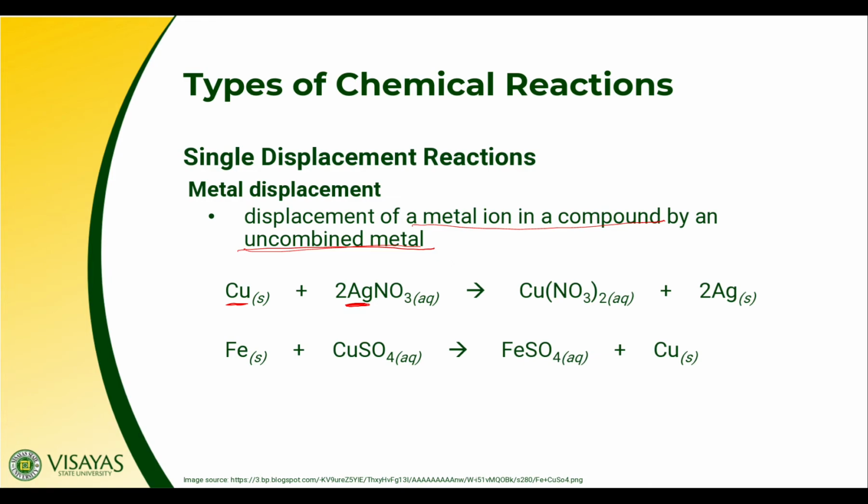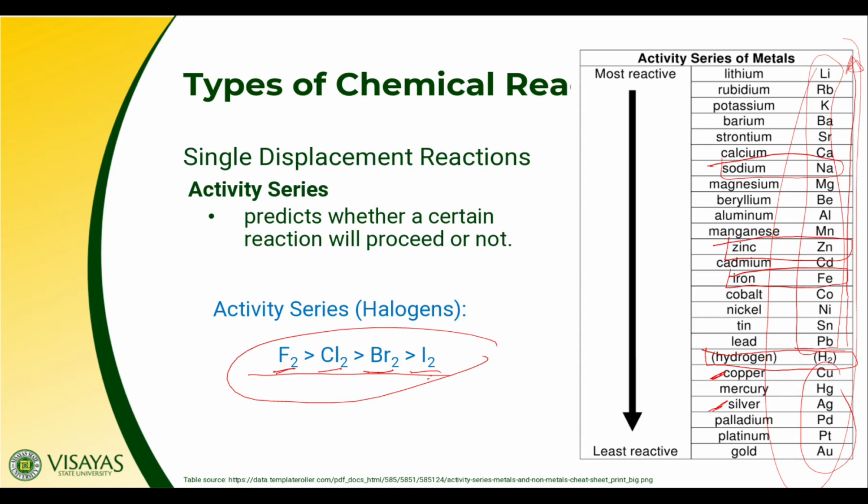Another example, we have iron. When you add that to copper sulfate, we have ferrous sulfate and copper solid. So for this reaction to occur, iron should be higher than copper in the activity series. So let's go back to the activity series. So in this series, we have the iron. Where is iron now? Iron is here. Copper is below here. So therefore, iron can displace copper in the equation. And we have our chemical reaction.